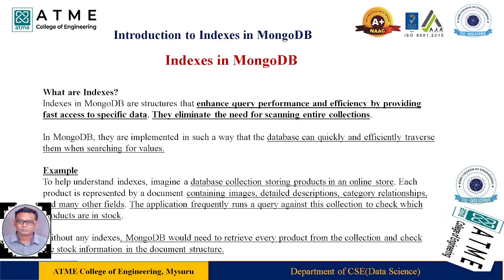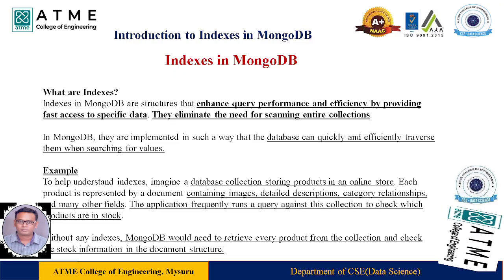Today we are going to discuss the topic introduction to indexes in MongoDB. So what are indexes? Indexes in MongoDB are structures that enhance query performance and efficiency by providing faster access to specific data. They eliminate the need for scanning entire collections. In MongoDB, they're implemented in such a way that the database can quickly and efficiently traverse them when searching for values.